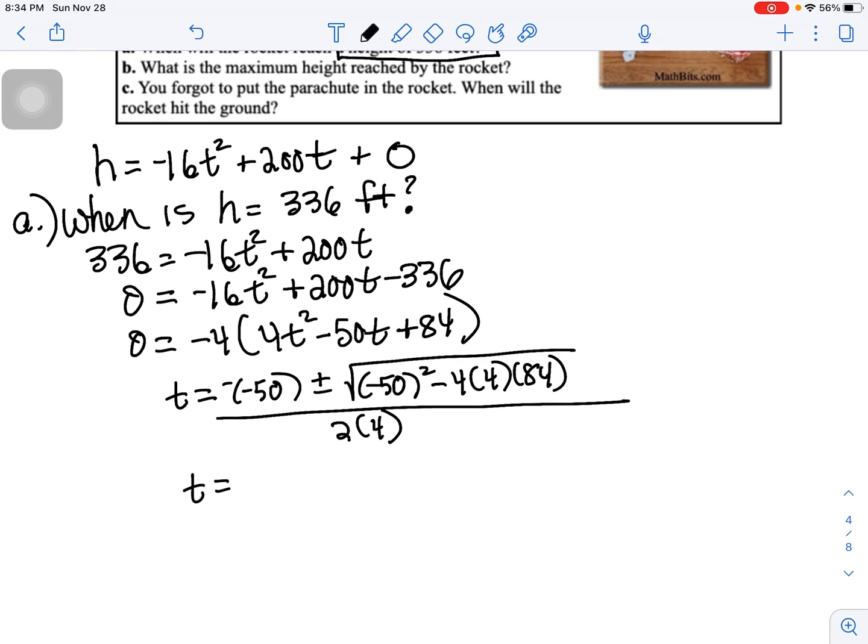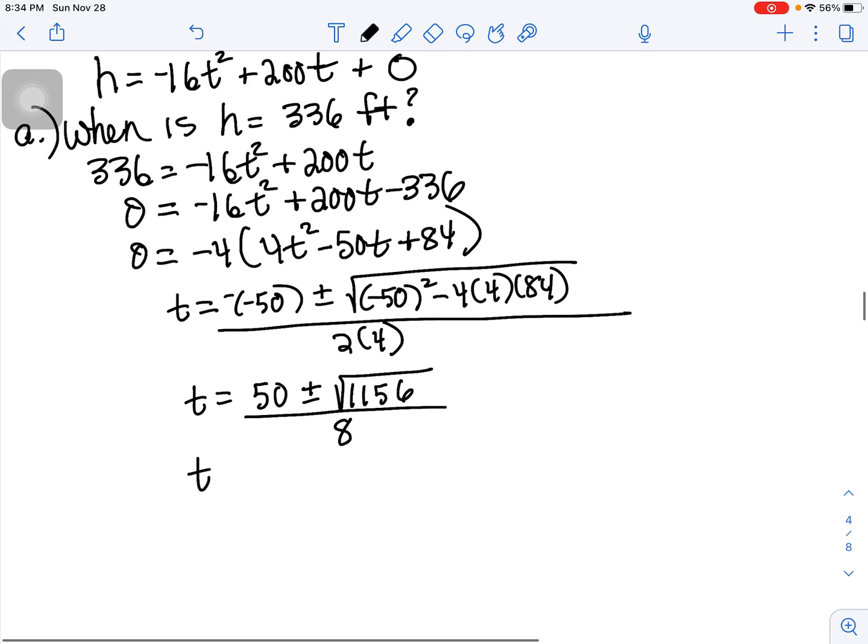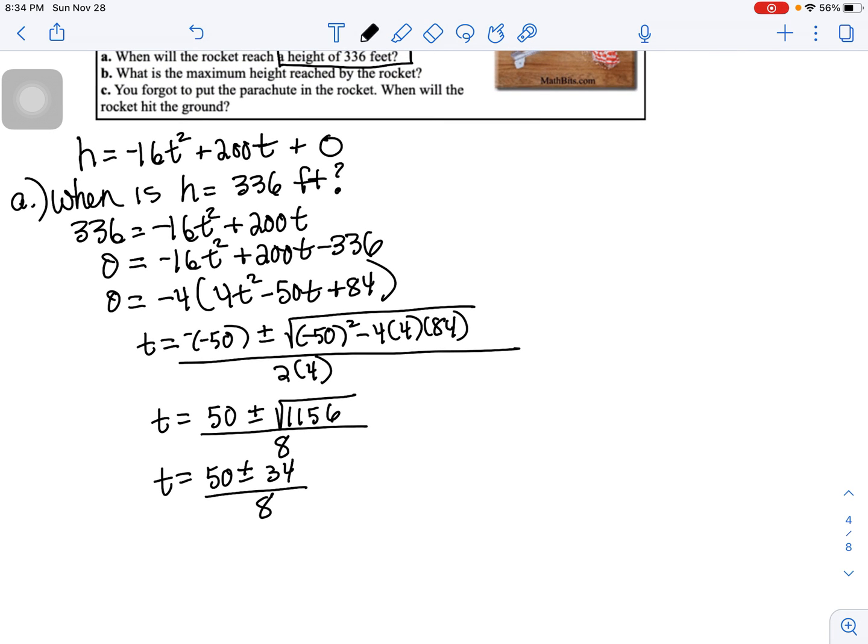Okay, so I have t equals 50 plus or minus the square root of 1156 all over 8. So let's see if 1156 has a square root. It does. It's 34. So t equals 50 plus or minus 34 over 8. Now, since t represents time, we know that there's only going to be one answer there, right? So that's going to be 50 plus 34 divided by 8. That's 10.5.